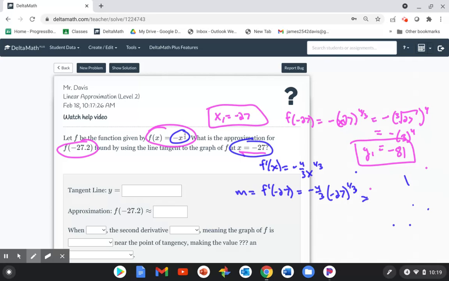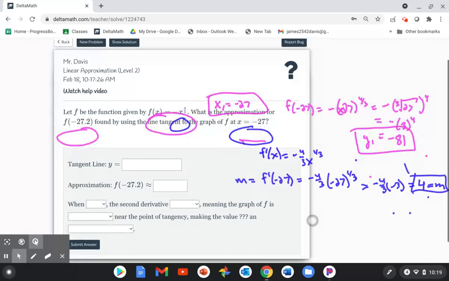So negative 4/3 times negative 27 to the 1/3. Well, the 1/3 power is the same as the cube root. So the cube root of negative 27 is going to be negative 3. So negative 4/3 times negative 3. The 3's and the negatives cancel, leaving us with just 4. All of these should work out to be relatively good numbers. So if you get a bad number, it means you might have messed up.